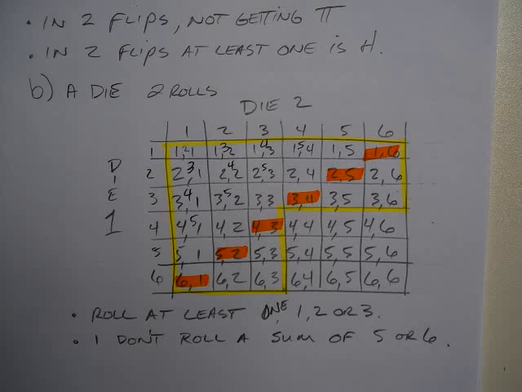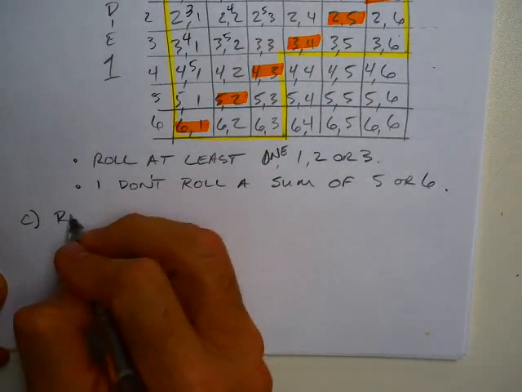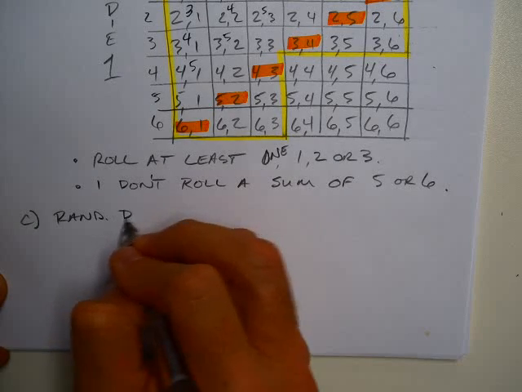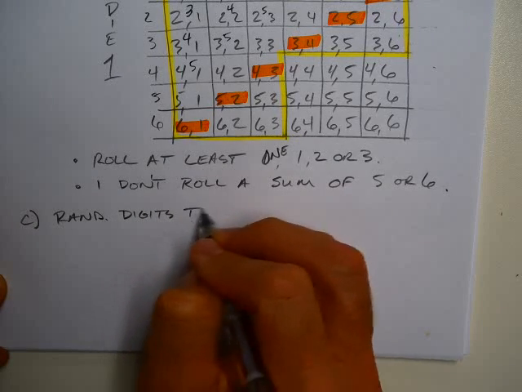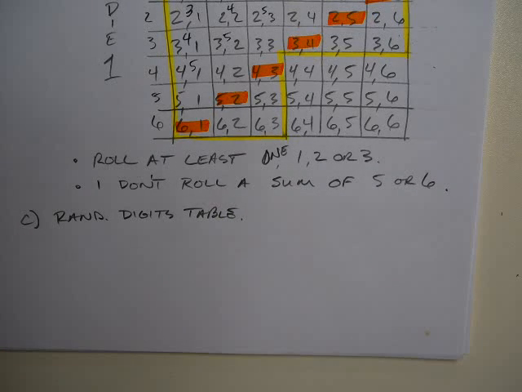Okay. All right, let's move on. Let's see, the next one is the random digits table. How could you use the random digits table to get a 75% probability in your next number choice? How would you arrange your numbers?